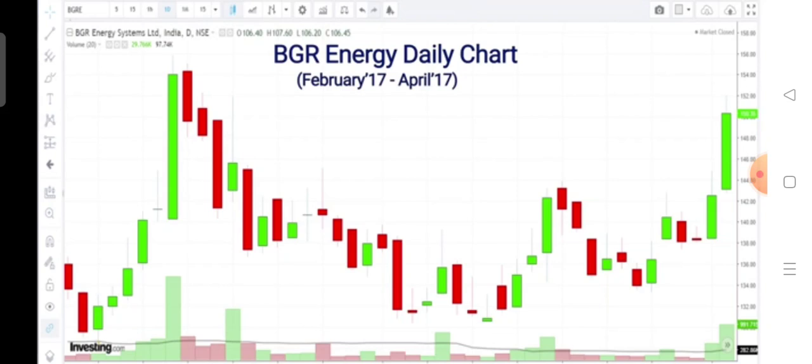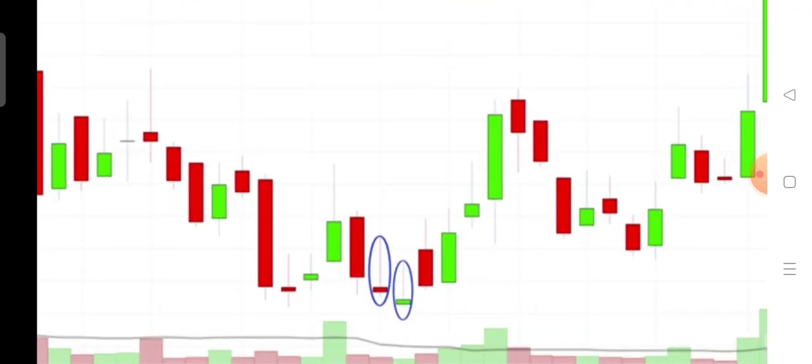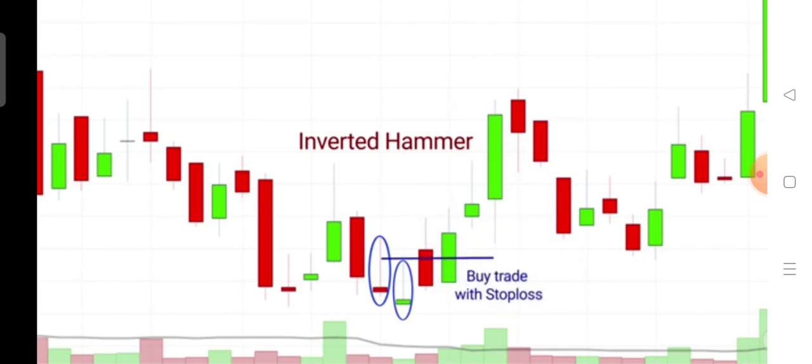Now let me show you a few examples. Once we look at the examples, we will have a better idea how the pattern works. Now we are looking at the BGR Energy daily chart. In the BGR Energy daily chart, we can see that two consecutive inverted hammers were formed, and as the price moved higher than the high of the hammer, we should have taken a buy trade.